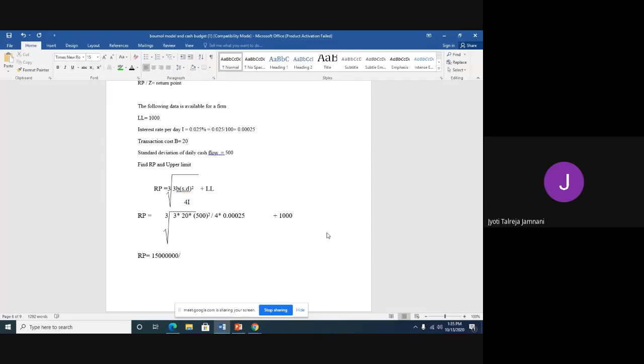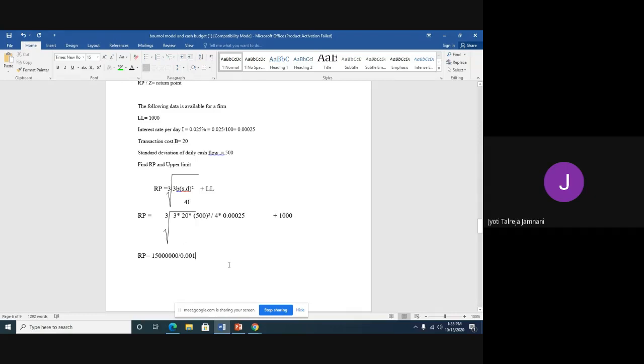Divided by 4 into i. So you do 4 into 0.00025, that is 0.001. Correct? Yes, ma'am. 0.001. All of you getting it? Yes, ma'am. Now you divide it.